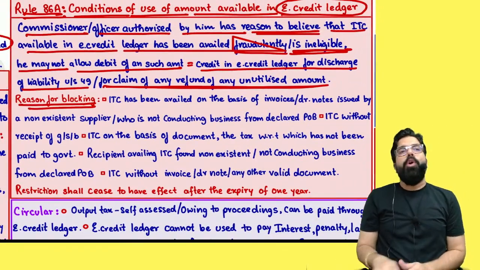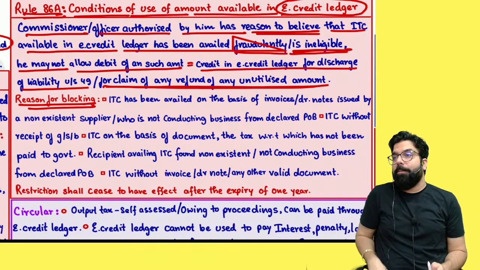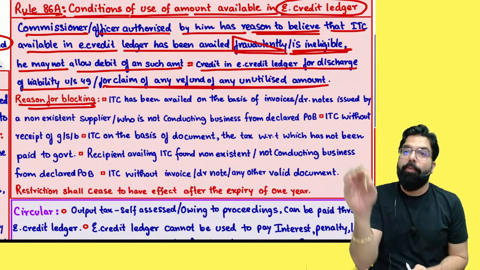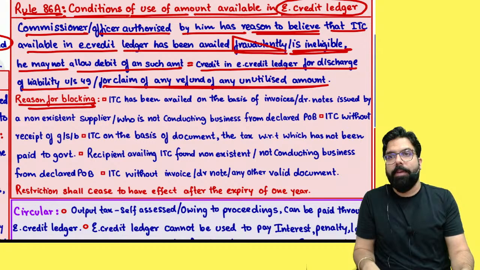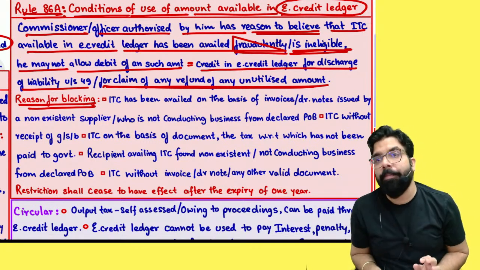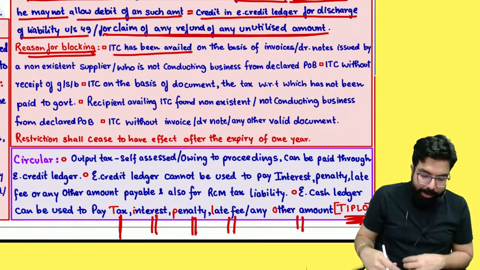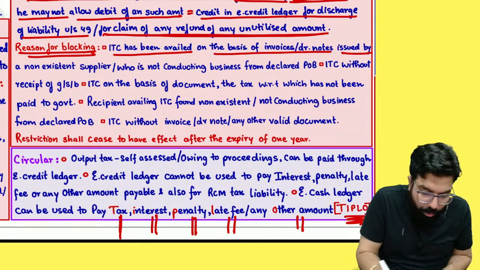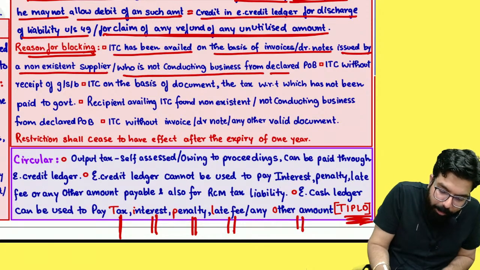Number one, who can block your credit, everyone? Commissioner or a person authorized by him if they have reason to believe that the credit was taken fraudulently or you are ineligible, the credit can be blocked. Can I go ahead, everyone? Now, what are the reasons when they can go ahead and block? Reason number one, ITC has been availed on the basis of invoice or debit note issued by a non-existent supplier or who is not conducting business from the declared place of business.